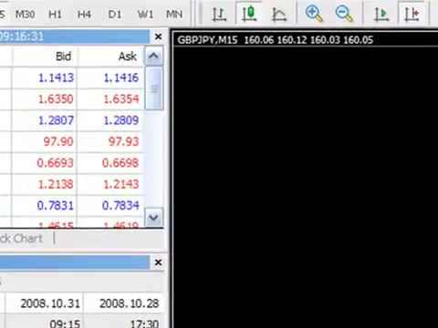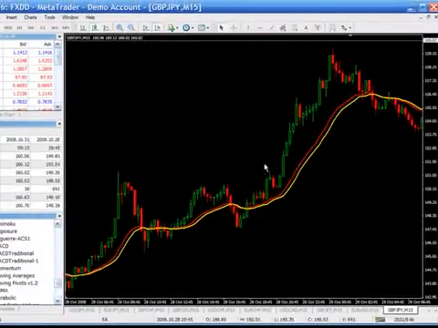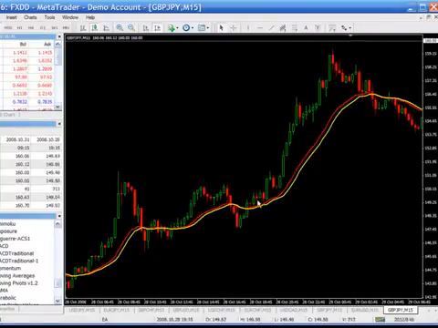Now, the currency we've got up is the pound Japanese yen, and you can see up here on the left that it is on a 15-minute chart. I like the pound yen because it has some big moves, and when it does move, it's like a train. It's very hard to stop, so there are a lot of opportunities to make money.